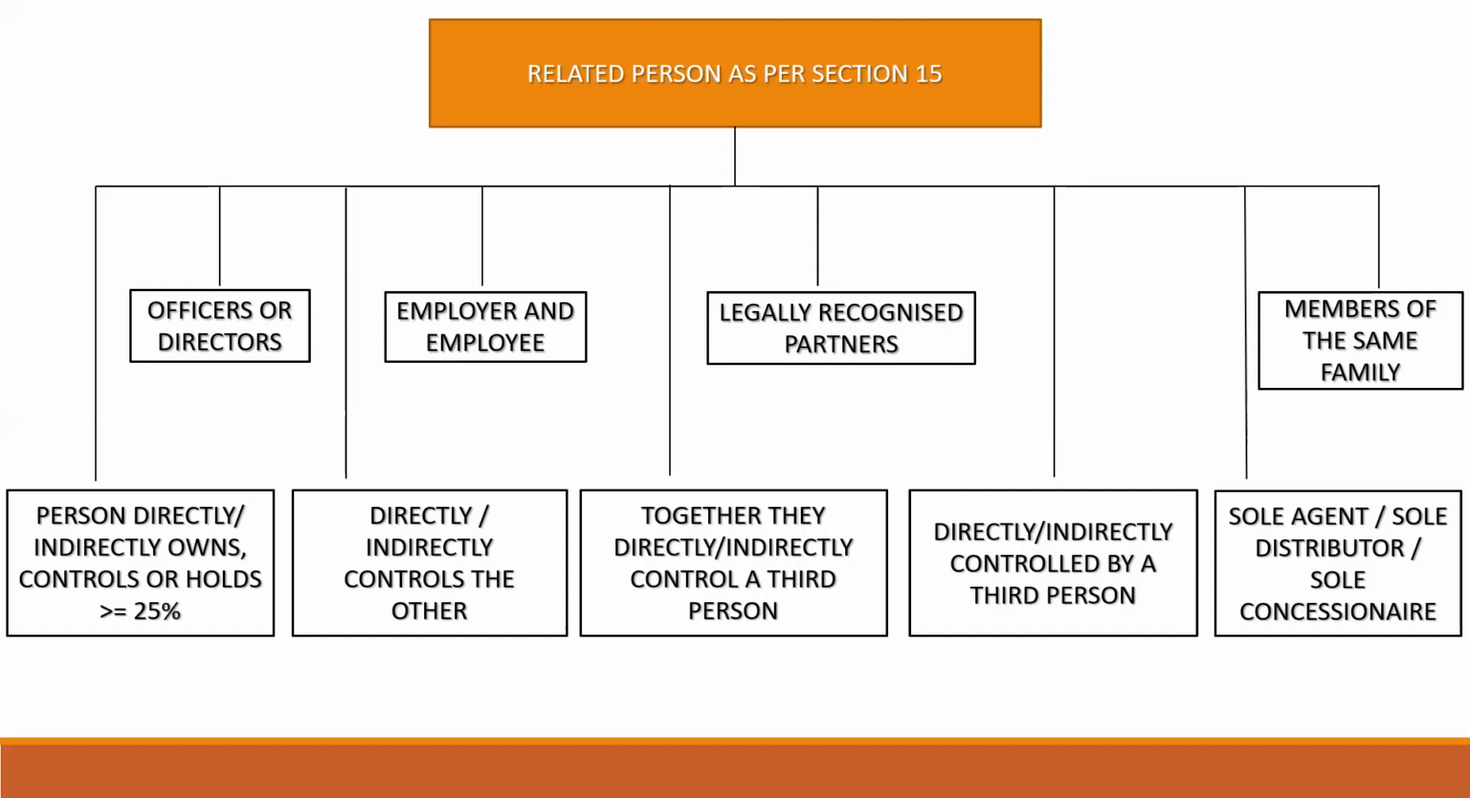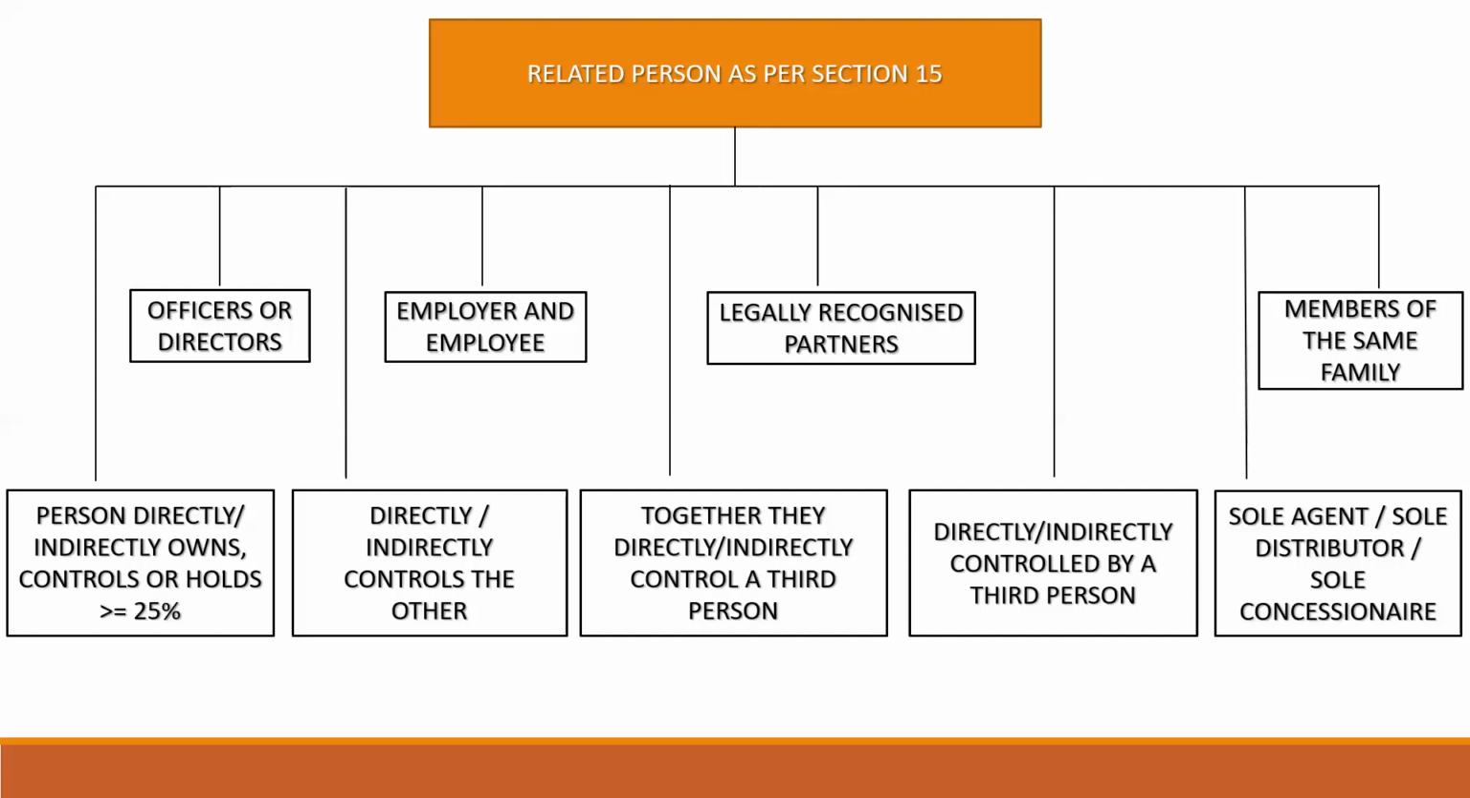Any person directly or indirectly owns, controls, or holds 25% or more of the outstanding voting stock or shares of both of them. One more category which is based on the control is one of them directly or indirectly controls the other, or both of them are directly or indirectly controlled by a third person. Another category is together they directly or indirectly control a third person. These categories are more specifically based on the control.